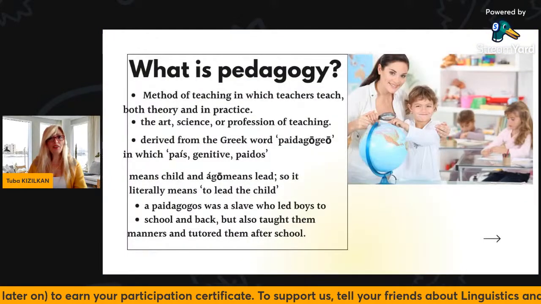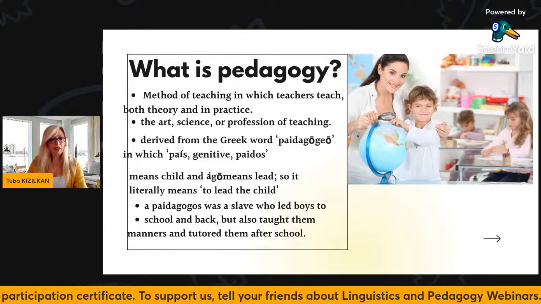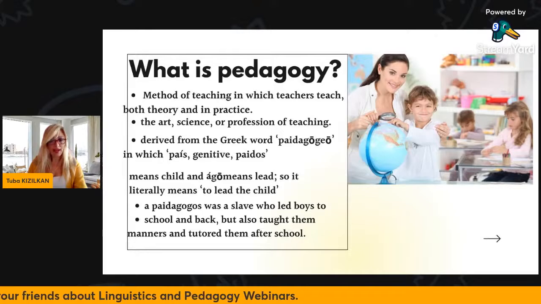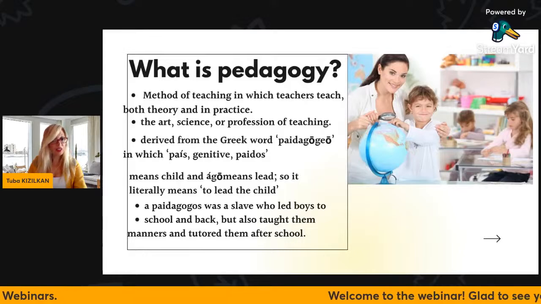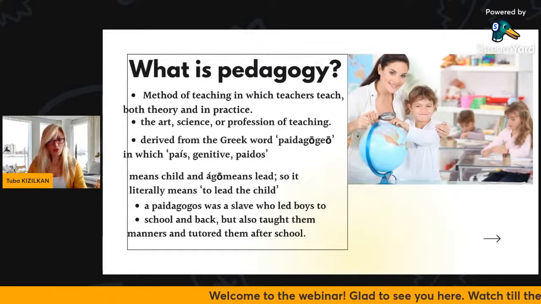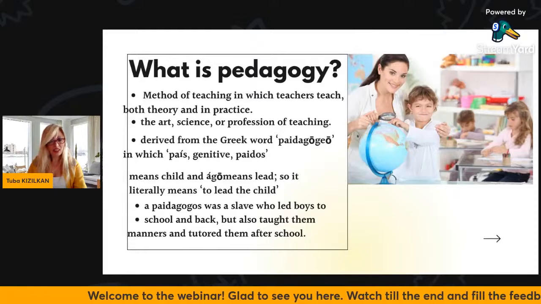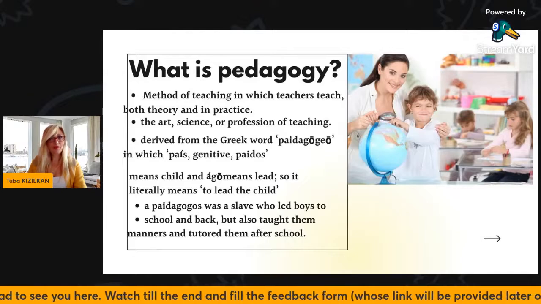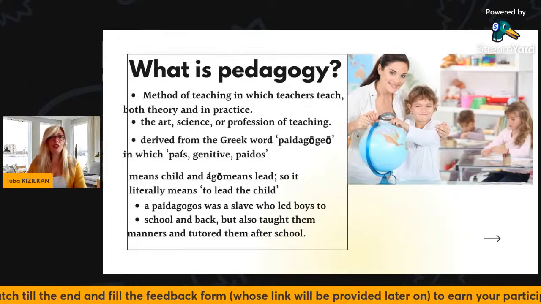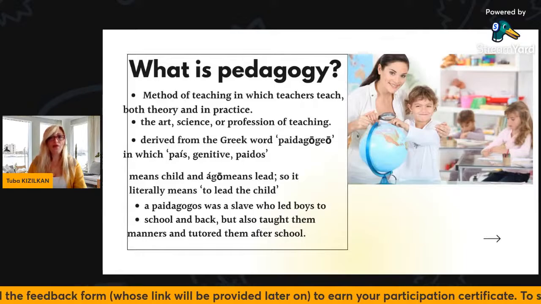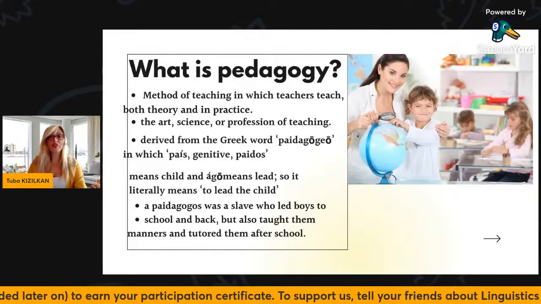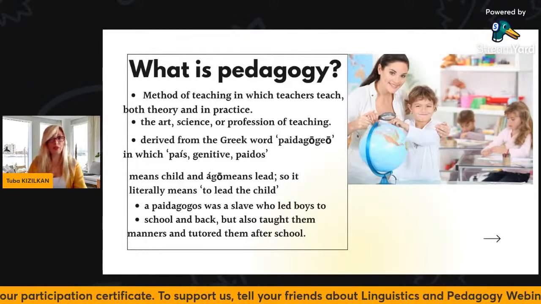Okay, let us start with what pedagogy is. Pedagogy is the art and science of how something is taught and how students learn it. And pedagogy includes how the teaching occurs, and the approach to teaching and learning, and the way the content is delivered and what the students learn as a result of this process. So we can briefly say pedagogy is the art, science, or profession of teaching, and the method of teaching in which teachers teach both in theory and in practice.